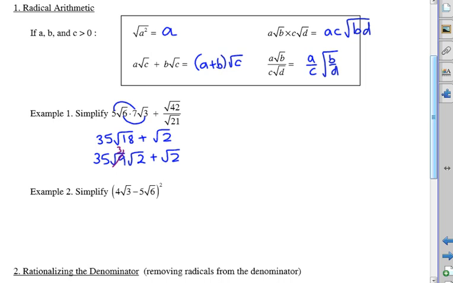What do we do with these two numbers? Multiply them. 35 times 3, 105. Root 2 plus root 2, which actually gives us 106 root 2. That's fun.